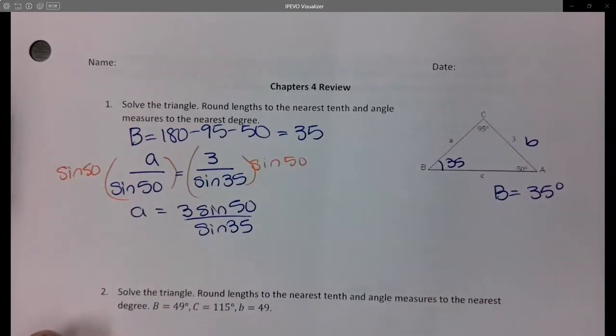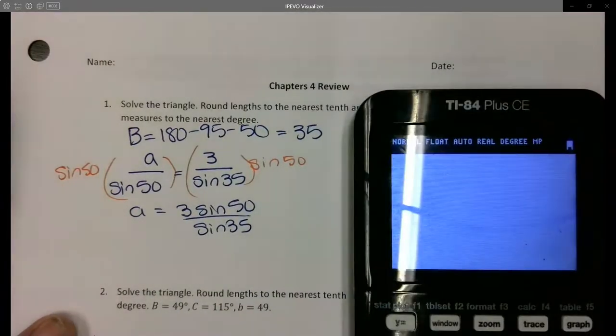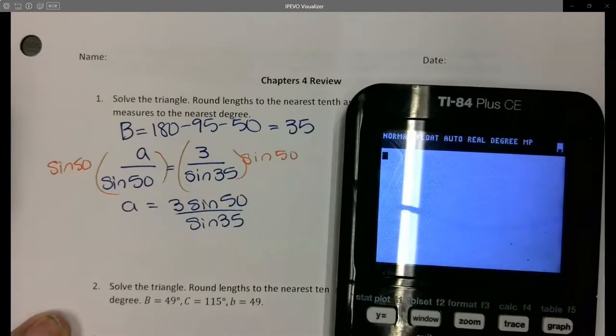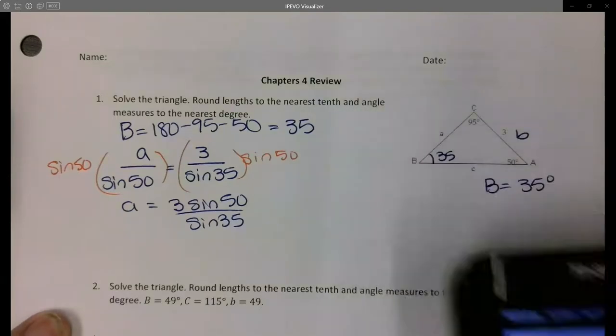I can go ahead and type this into my calculator. I want to make sure it's in degrees. We shouldn't have changed it to radians, so it should be in degrees from the last time we've used it. I'm going to type in 3 sine of 50, close off my parentheses, divided by sine of 35, which gets me 4.000. So if I'm rounding to the nearest tenth, this is going to be 4.